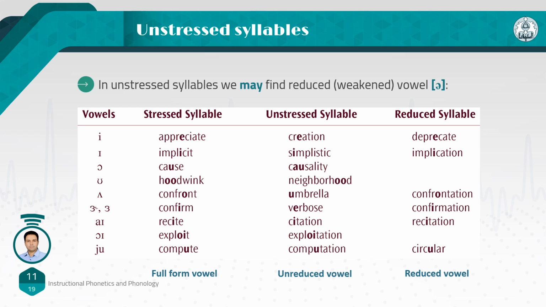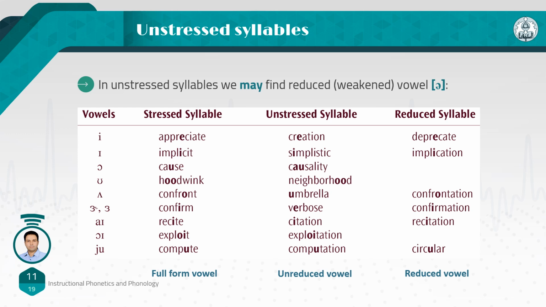So as you can see in the third column, we have an unstressed syllable, but the vowel is unreduced. This is why I bolded this word may. In unstressed syllables, we may find reduced or weakened vowels. Let's have a look at one of these examples. The first vowel is E.